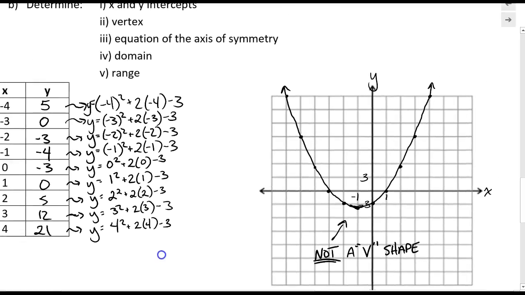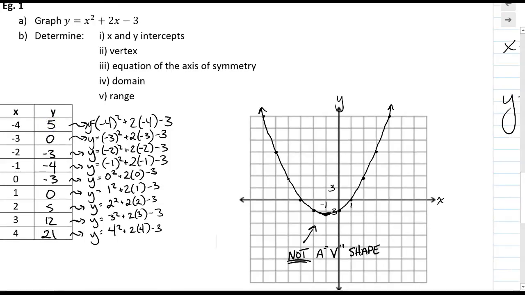So we're not done yet. We're asked for a few more things. We're asked for x and y intercepts, the vertex, the equation of the axis of symmetry, the domain, and the range. So let's start. Our x-intercepts are where the graph crosses the x-axis. In this case, we've got two spots, number 1, number 2. So we've got x-intercepts, and we can just state the x values because the y equals 0 is implied. So it's going to be at -3 and 1.